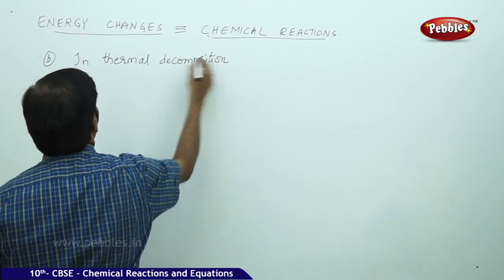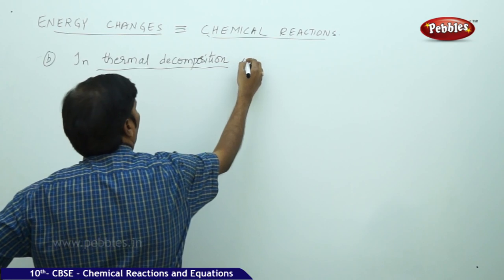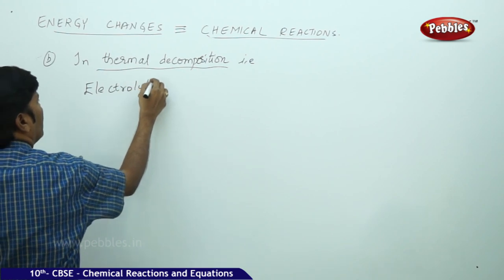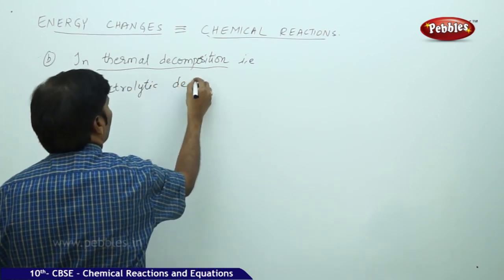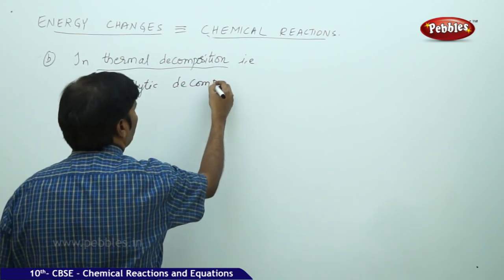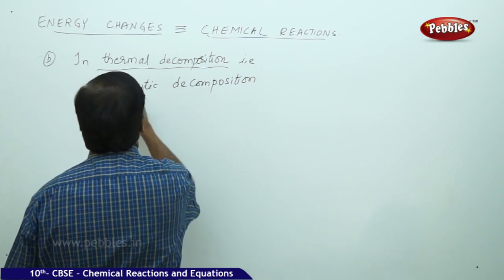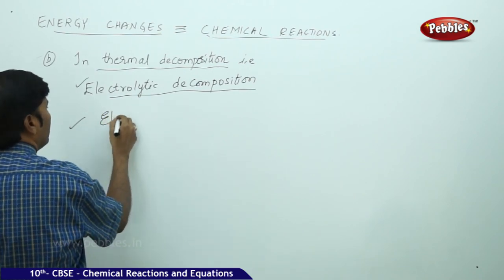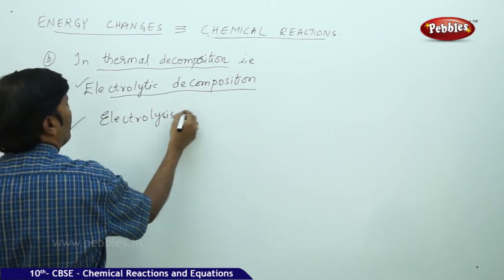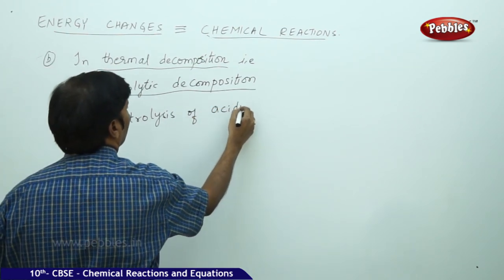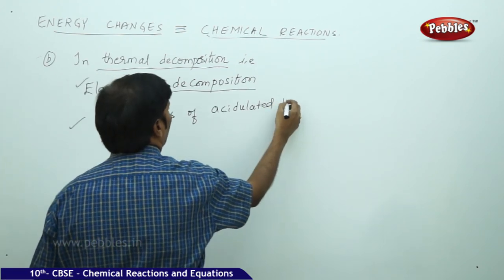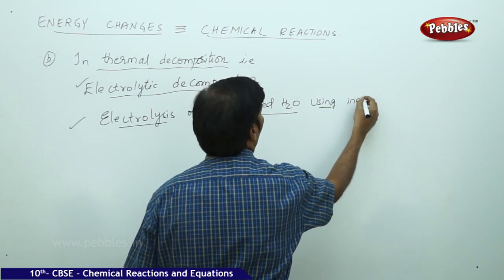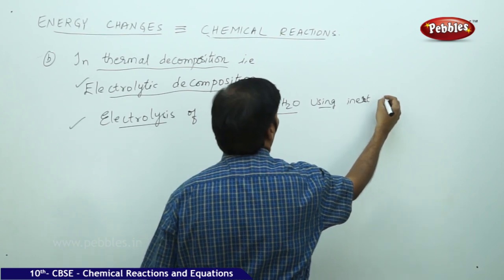One more category, and the best example of it, is electrolytic decomposition. What do you mean by electrolytic decomposition? This means that you are subjecting it to electrolysis, in other words, electrolysis of acidulated water using inert electrodes.